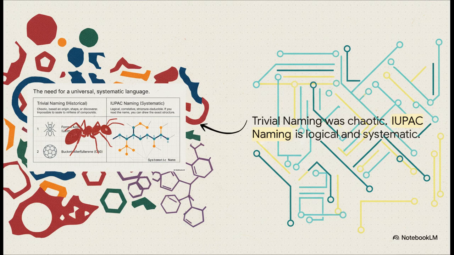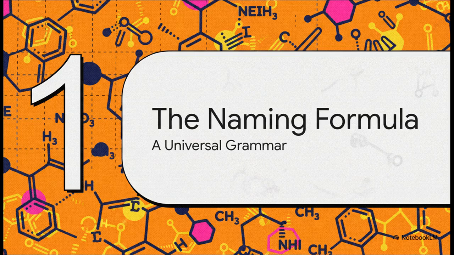Now, contrast that with the IUPAC system. It's like a logical map. The name itself is the blueprint, if you know how to read it. You can draw the exact structure, no guesswork involved. So, how do you bring that kind of order to that much chaos? Well, you don't just make a new list of names. You create a system, a formula, a kind of universal grammar that you can apply to any organic molecule out there, no matter how ridiculously complex it looks.